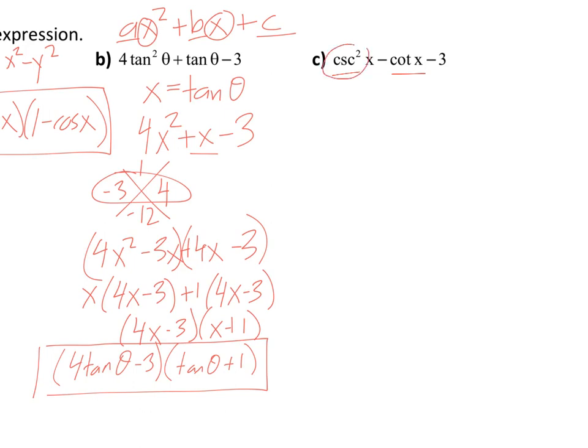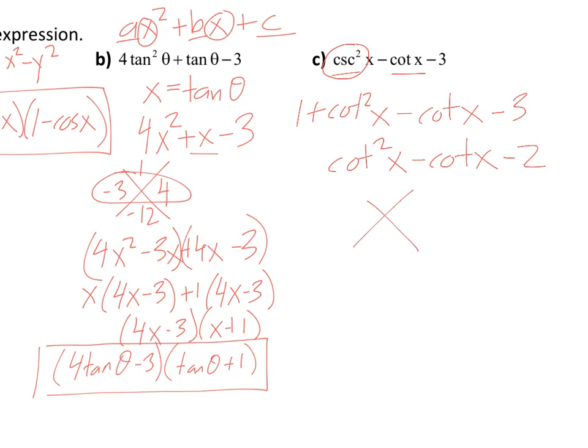I could replace this using a Pythagorean identity. So that's equal to 1 plus cotangent squared x. Then I have minus cotangent x. Then I have minus 3. And now I have reordering everything. I have this. Or I could use the big X method now. You don't have to substitute if you already can see what's going on.